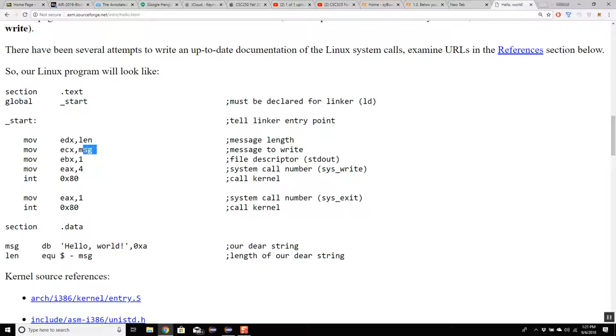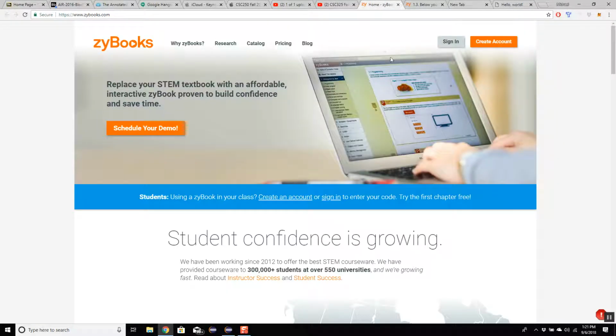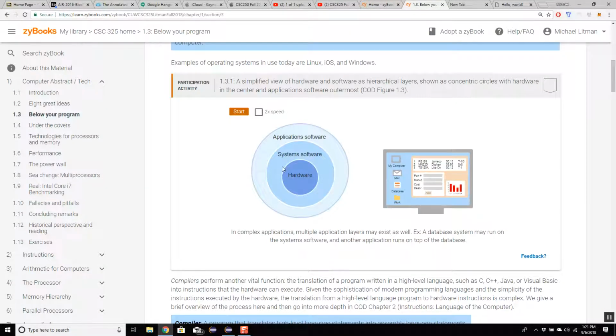What do you want to write? This is the data I want to write, and how long is that data? So it knows how far to walk through memory to get to the data. And ultimately, it's going to put it out on the screen. But we are relying on this system call right here to do a lot of that heavy lifting. And that lives inside of this system software layer here in this picture. All right.